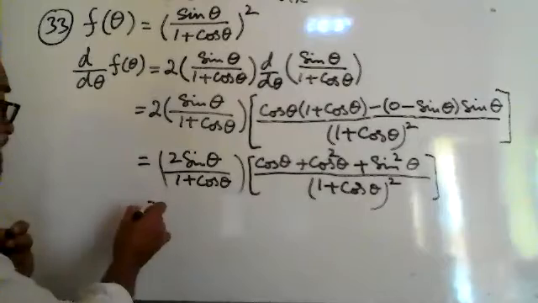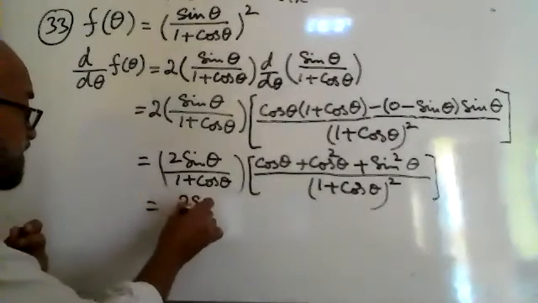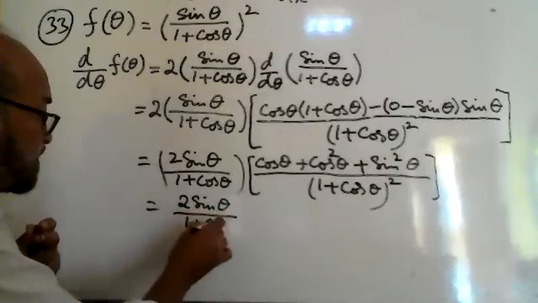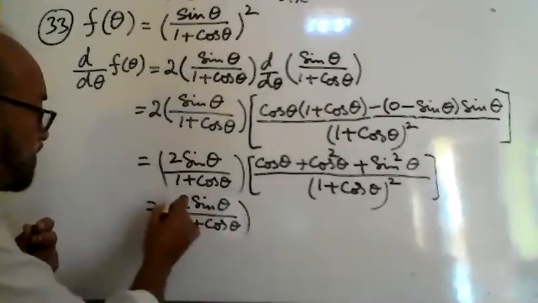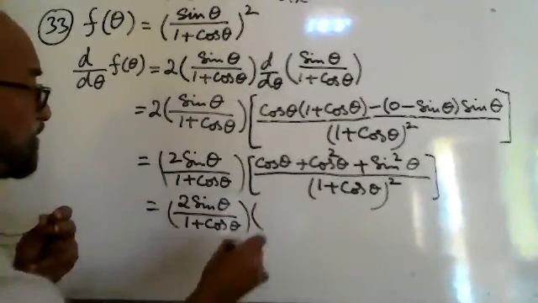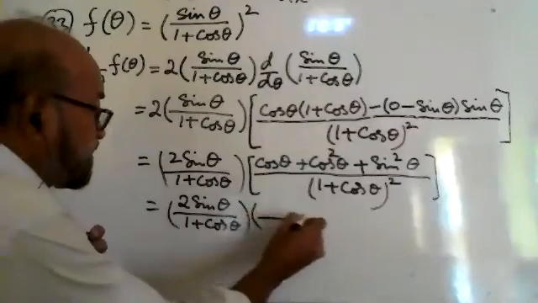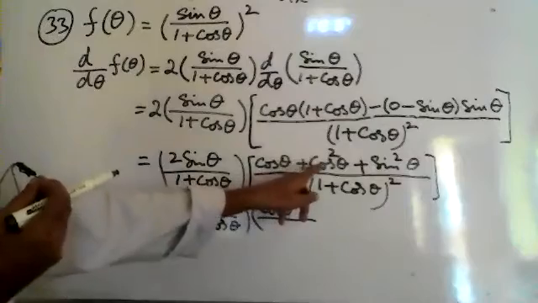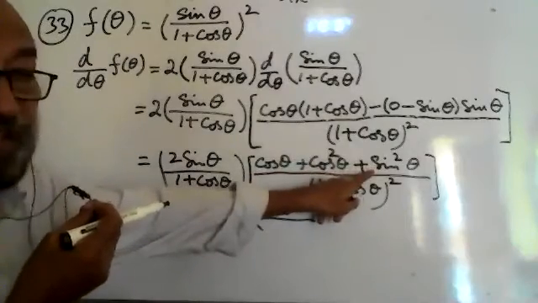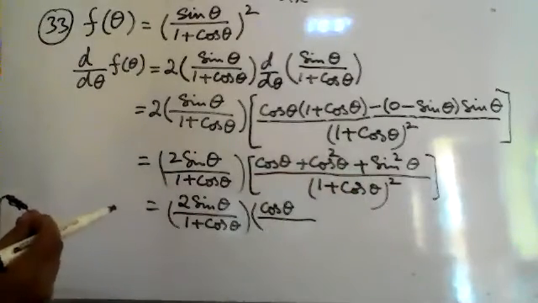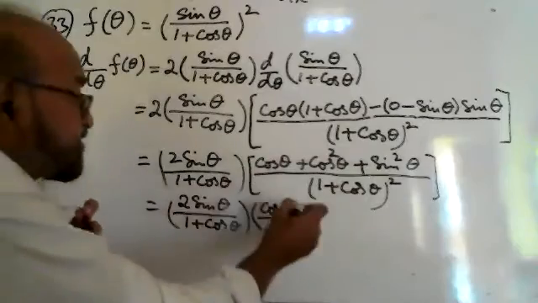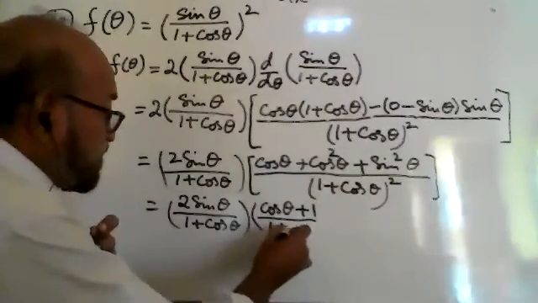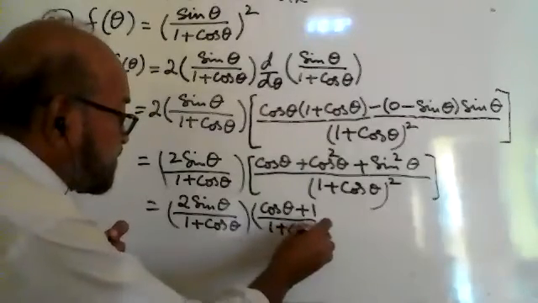Further simplify 2 sin theta upon 1 plus cos theta, into cos theta. Cos square theta plus sine square theta is equal to 1. So that is 1 upon 1 plus cos theta whole square.